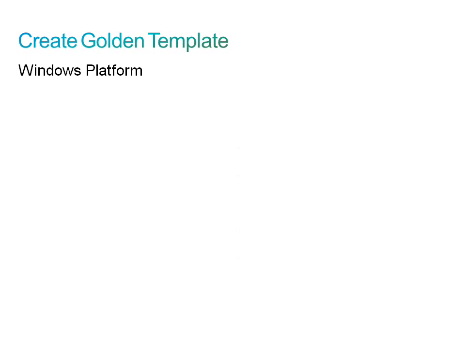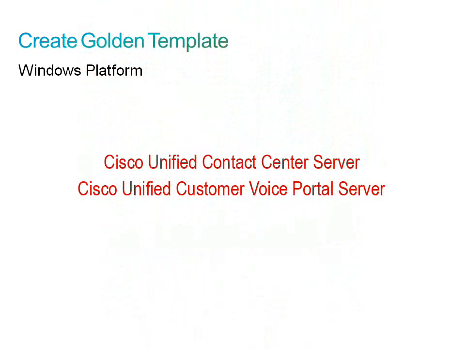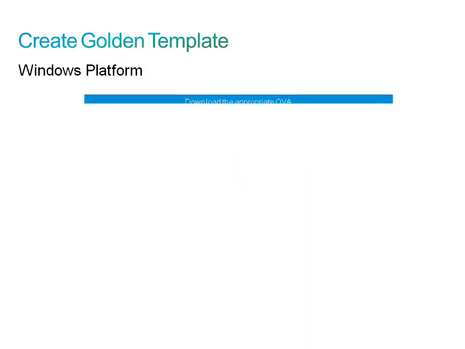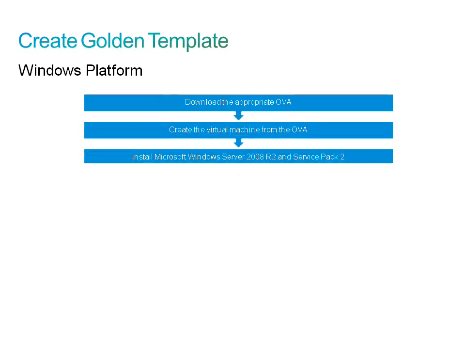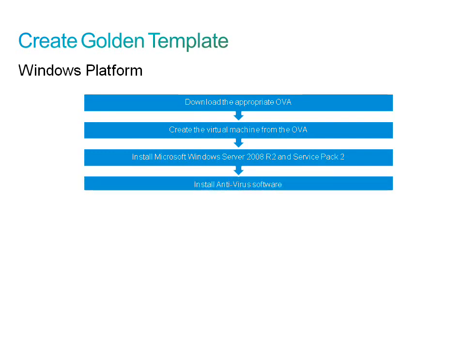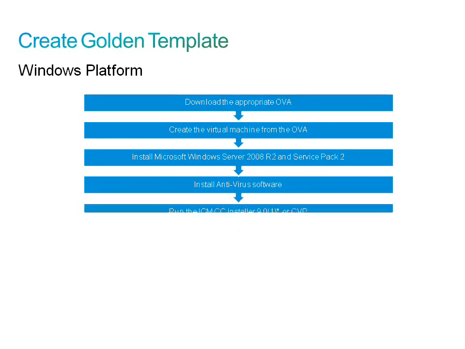This would include the Cisco Unified Contact Center Enterprise Call Server and Data Server, and the Cisco Unified Customer Voice Portal servers. First, download the appropriate OVA file from Cisco. The OVA file defines the virtual machine settings. Next, use the OVA to create the virtual machine. Windows 2008 R2 and Service Pack 2 must be installed, followed by the installation of antivirus software. Now you are ready to install CCE or CVP.